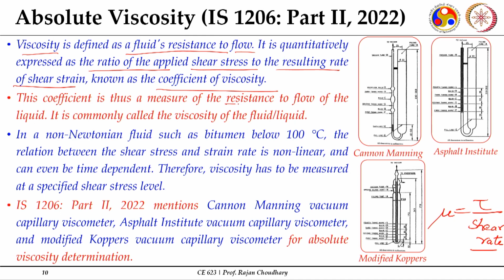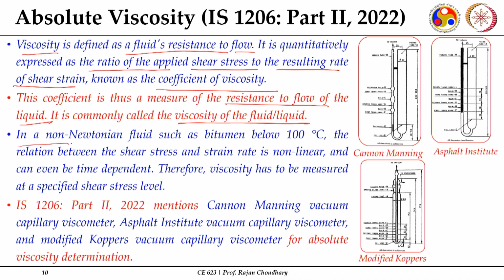Now, this coefficient is a measure of the resistance to the flow of the liquid and is commonly known as viscosity. So, we need to see what the viscosity is so as to get an idea about the fluidity of the binder at a particular temperature. Another aspect which is important with respect to bitumen: you might have read in physics, there are two types of liquids, Newtonian liquids and non-Newtonian liquids. And bitumen behaves both as a Newtonian as well as a non-Newtonian one.